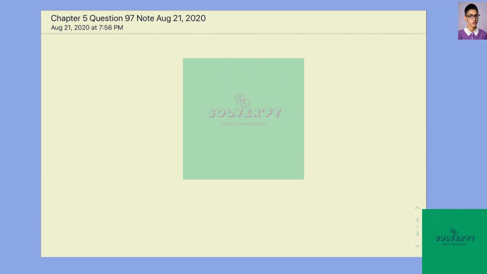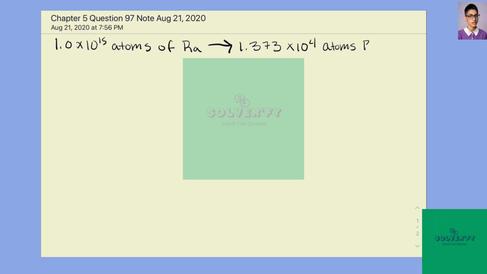For this question, they are asking us to find the volume in liters of radon produced by 1 gram of radium per day. So to do this, they tell us that 1.0 times 10 to the 15th atoms of radium, abbreviated Ra, produces 1.373 times 10 to the 4th atoms of radon, Rn, per second.